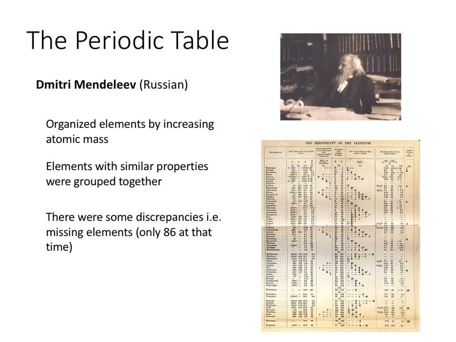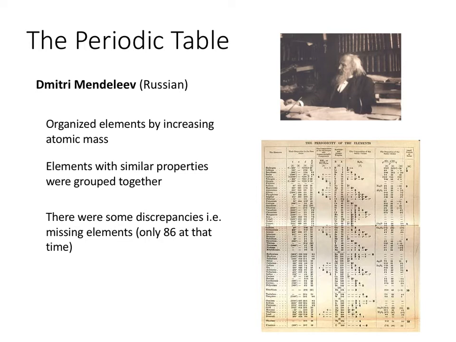So the periodic table, as elements were being discovered, was starting to be organized by various people. And Dmitri Mendeleev was a Russian scientist, a Russian chemist, and he organized the known elements by increasing atomic mass. And then what he did is he grouped elements with similar properties together on his chart. And at the time, we didn't have quite as many elements discovered. There were only 86 known at the time. And basically there were blanks or pieces missing.